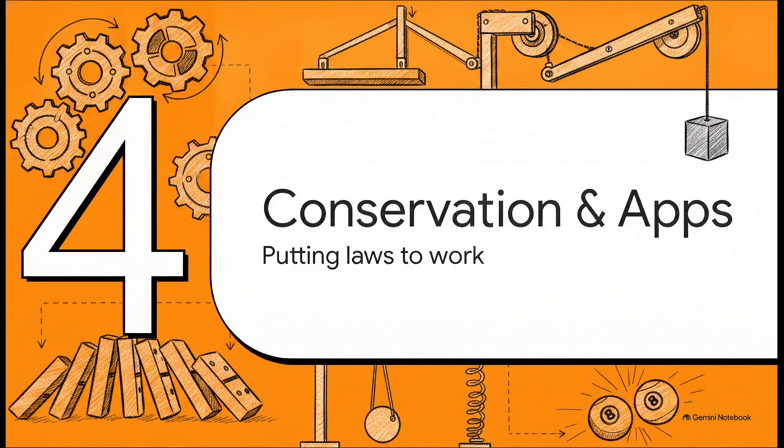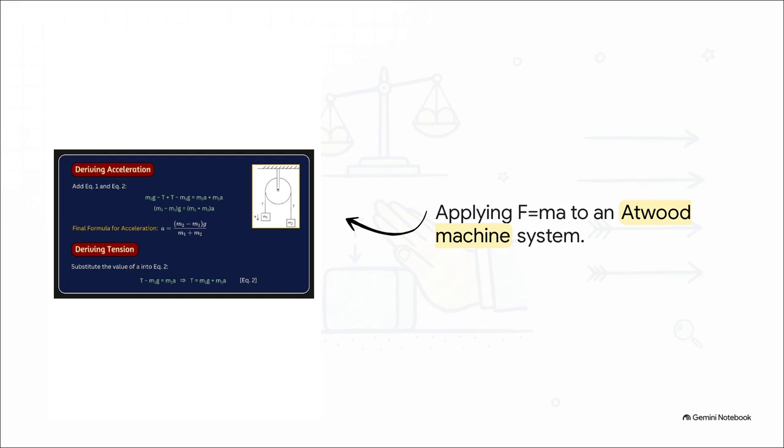Section 4. Conservation and Applications. Putting the laws to work. Let's see how all this theory actually looks in practice. Take a look at this setup. This is called an Atwood machine. It's a classic physics apparatus featuring two different masses hanging over a smooth, frictionless pulley.